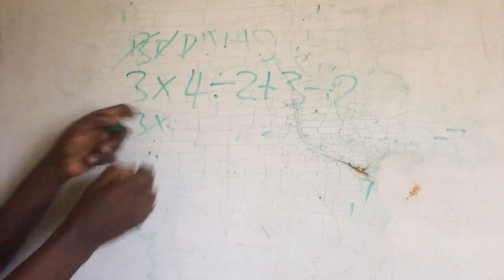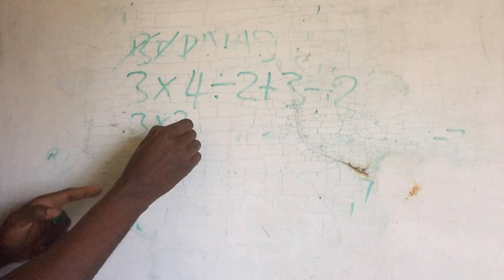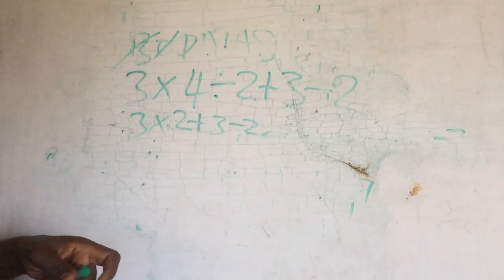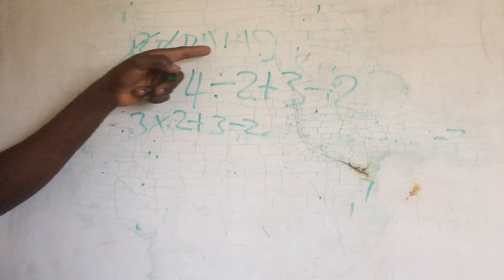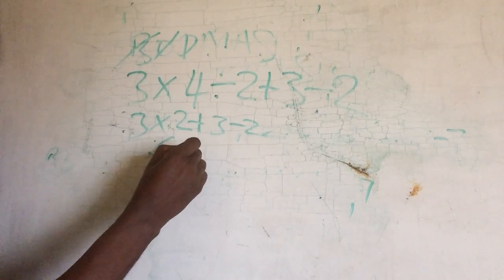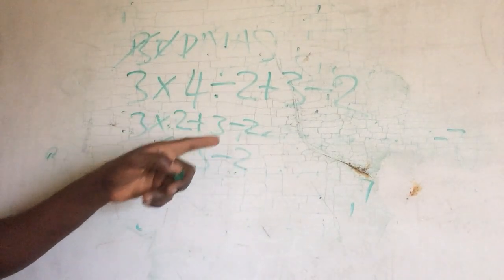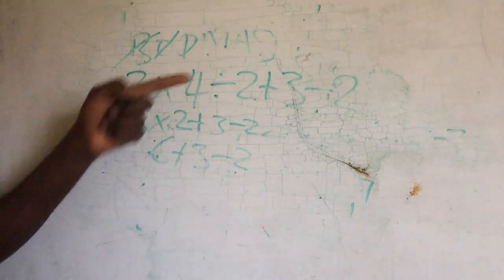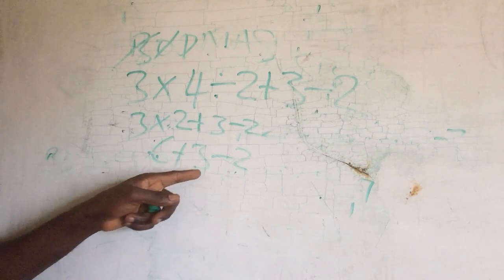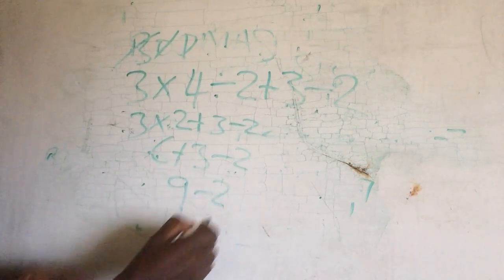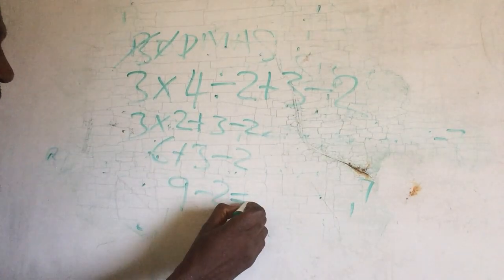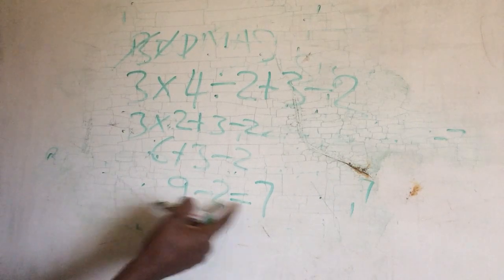We say 3 times 4 divided by 2 is 6. We have cleared that one. Plus 3 minus 2. We have cleared division. Another thing is multiplication. Is multiplication there? Yes, we say 3 times 2, which is 6, plus 3 minus 2. The next one is addition. 6 plus 3 is 9, minus 2. The last one is subtraction: 9 minus 2 is 7.